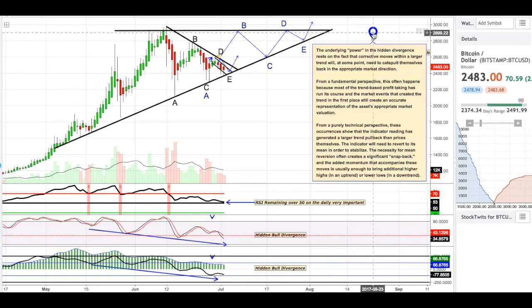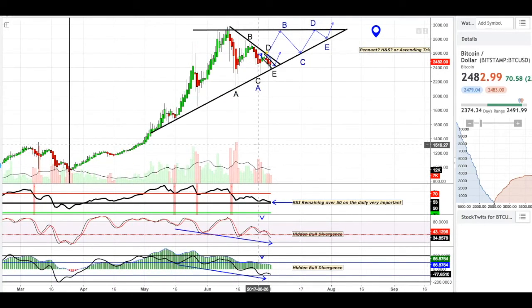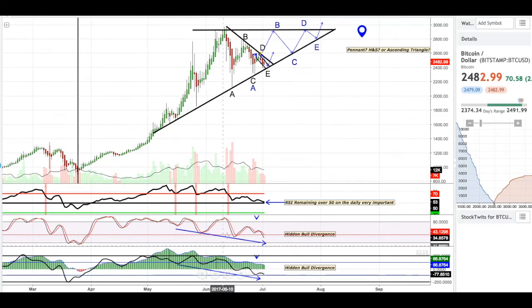From a technical perspective, which is what I usually look at, these occurrences show that the indicator reading has generated a larger trend pullback than prices themselves. The indicator will need to revert to its mean in order to stabilize. The necessity for mean reversion often creates a significant snapback, and the added momentum that accompanies these moves is usually enough to bring additional higher highs in an uptrend or lower lows in a downtrend. So that is the psychology behind the hidden divergence, and it's a well-documented and well-followed trend strategy. And the fact that we have two of them here on the chart leads me to believe that we have not seen our highest high for Bitcoin yet.